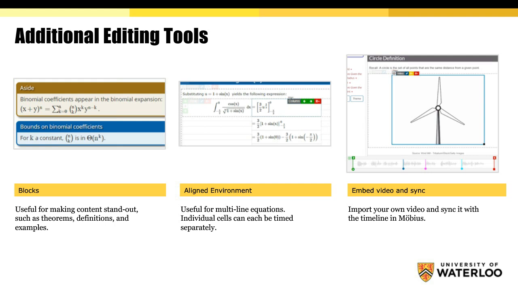There's also the aligned environment tool. This essentially builds a table-like environment for you, and we at UW primarily use this to build multi-line equations. Now, you can build a multi-line equation all in one equation if desired, but what the aligned environment allows you to do is time the content in each cell separately quite easily. Thus, as the instructor talks through the content step by step, we can lead the listener's attention to what the instructor is talking about by bringing the equation on piece by piece.